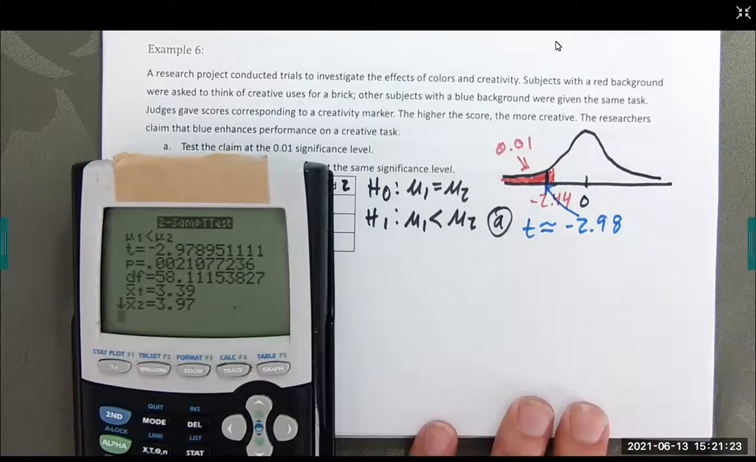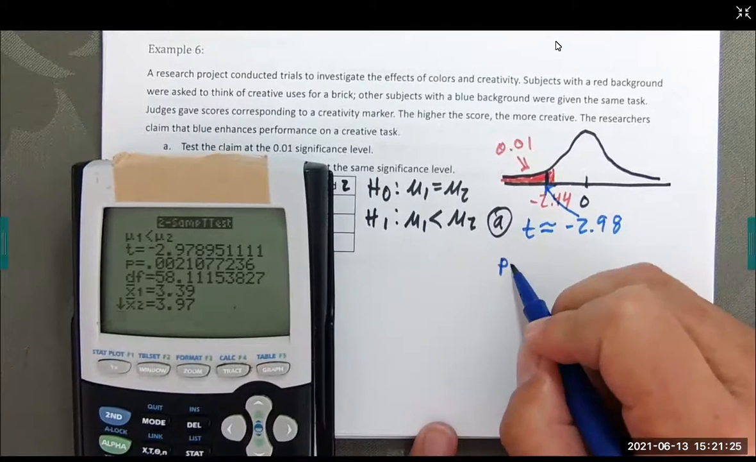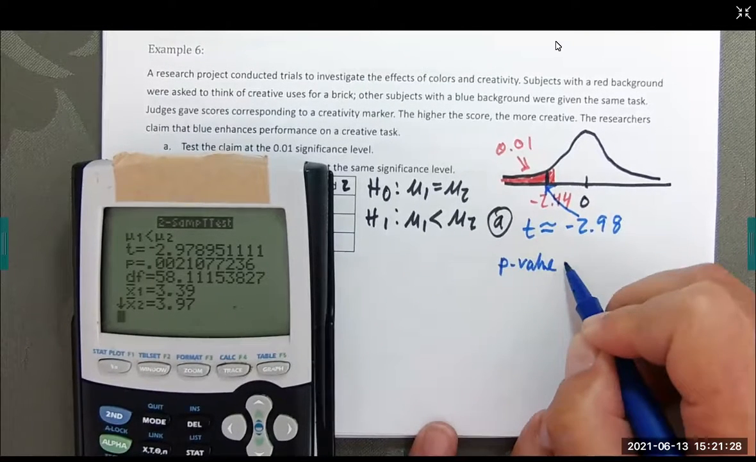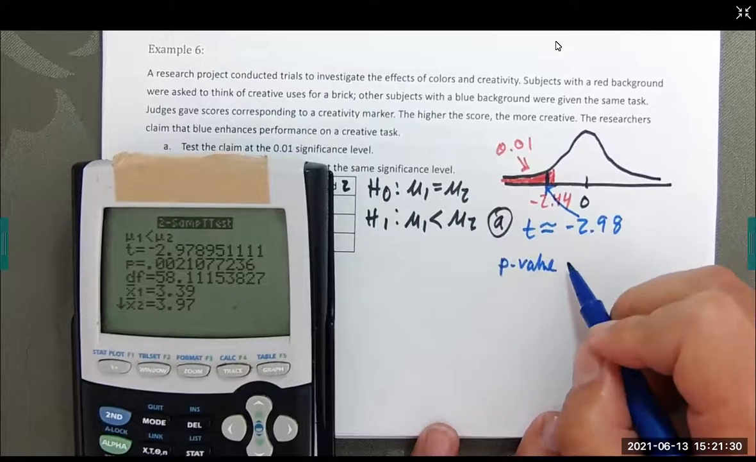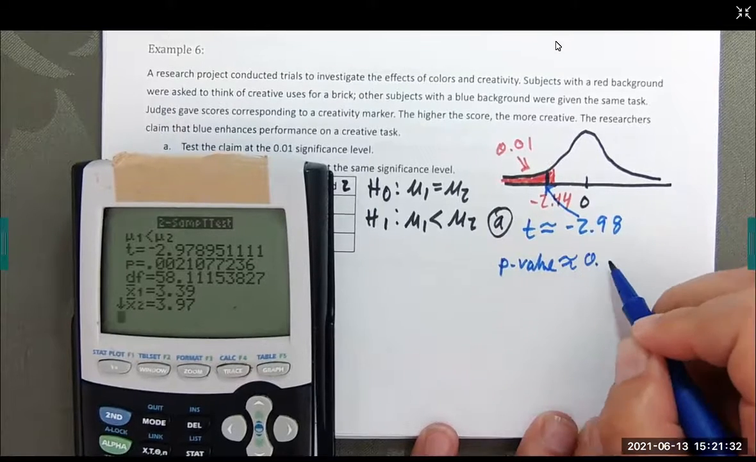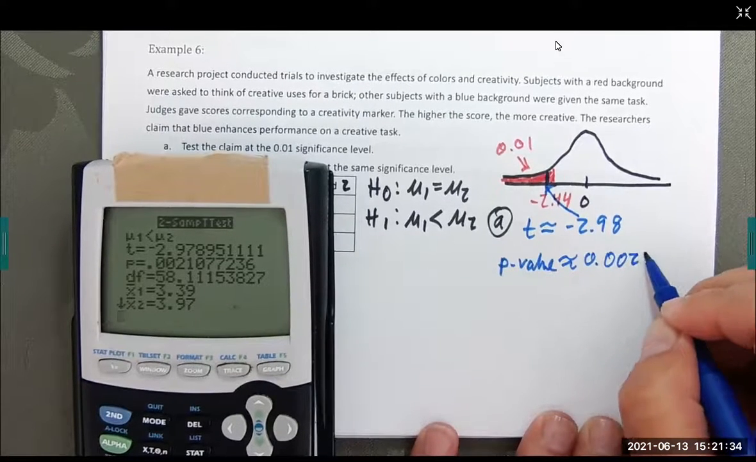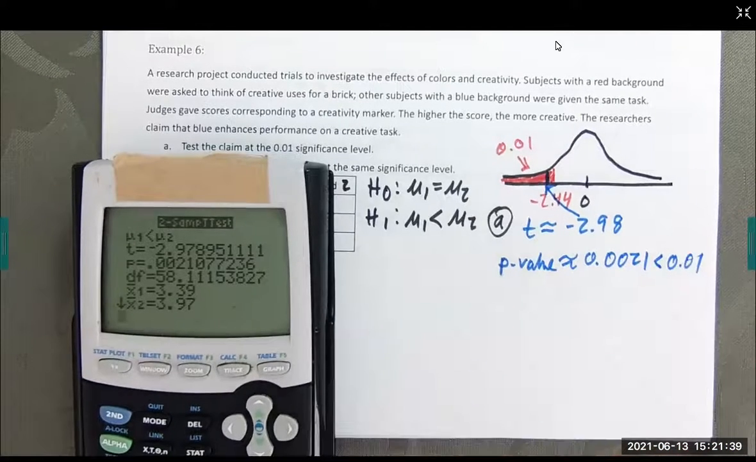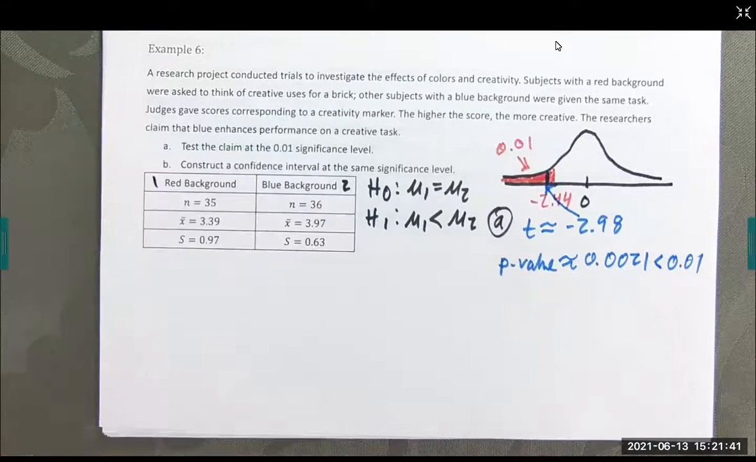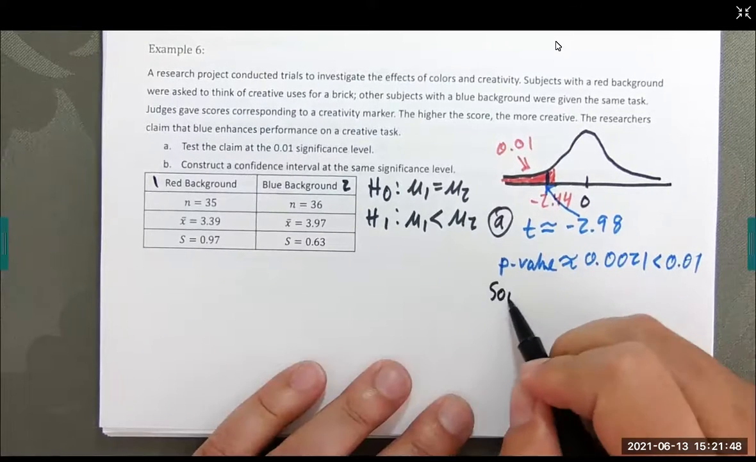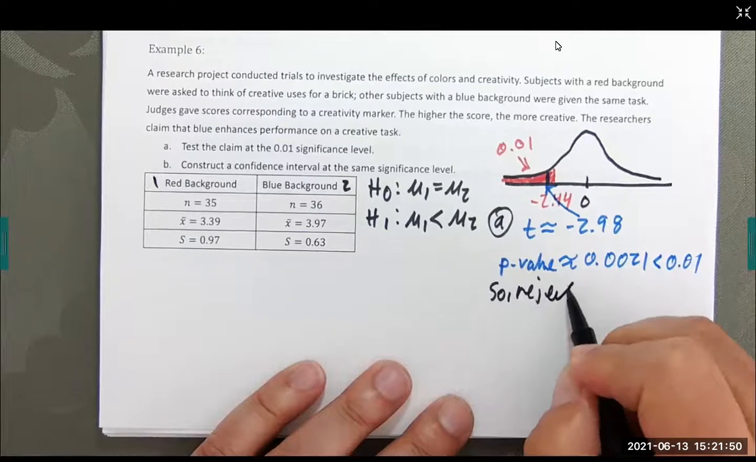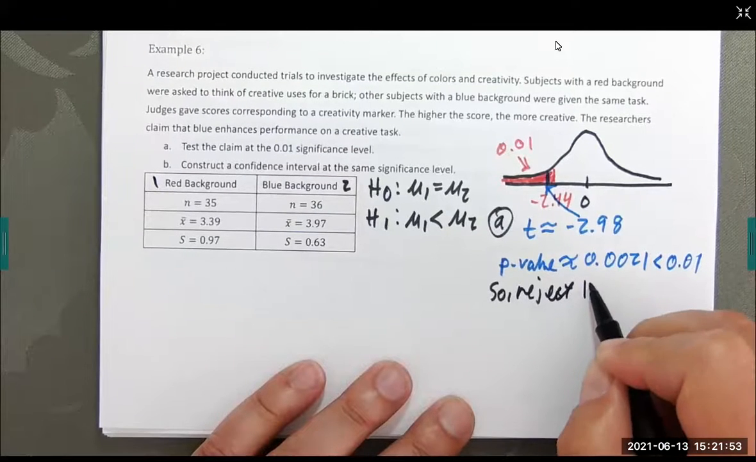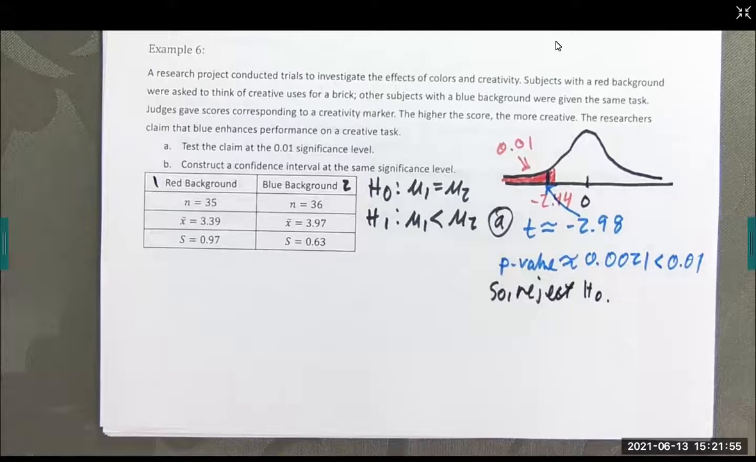We are in the bad zone. P-value. P-value is 0.0021, which is definitely less than 0.01. So doing it this way, we are rejecting the null hypothesis. And I'll write a sentence at the very end for both.